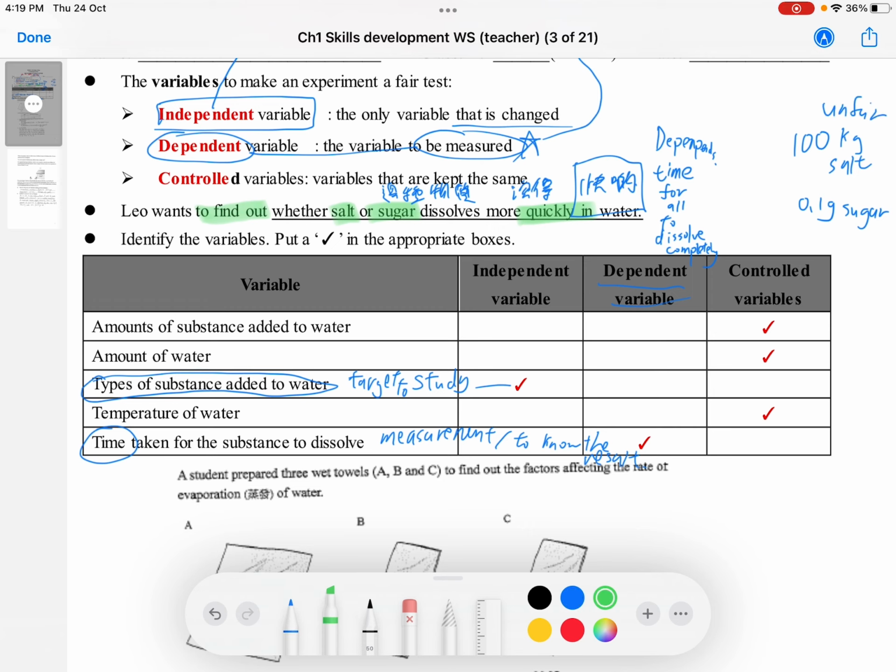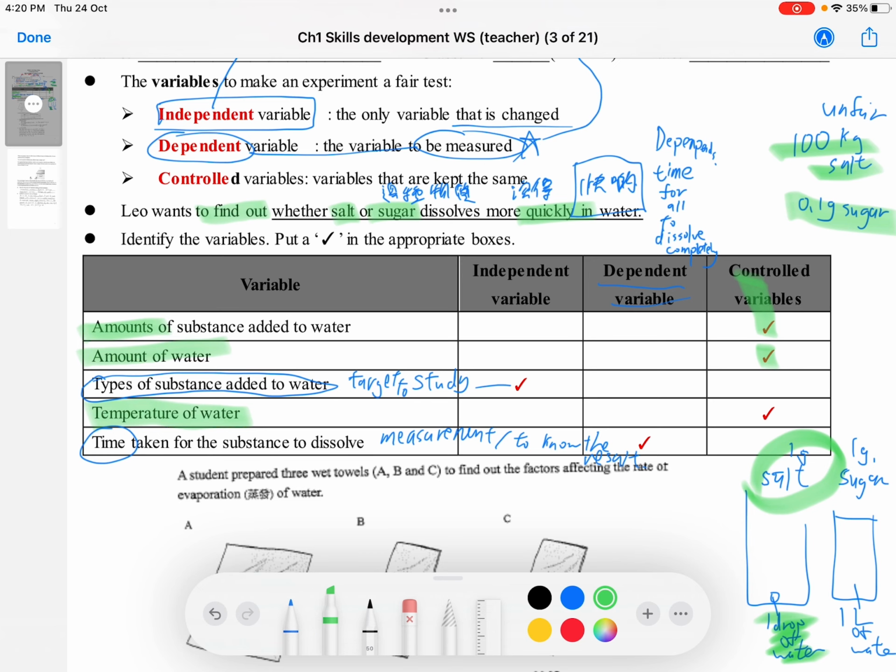Okay? Oh, and finally, the temperature of the water. If you have experience in a restaurant, hot water may make the sugar or salt dissolve faster. 熱水會令到啲嘢溶得快啲嘅。But it's not our target to study. 唔係我哋今次嘅研究對象嚟嘅。What do we want to study? Whether salt or sugar can dissolve faster. Then you should keep the temperature of the water used the same. Otherwise, it will be unfair to one of them. So here is the analysis. How to make use of the sentence.